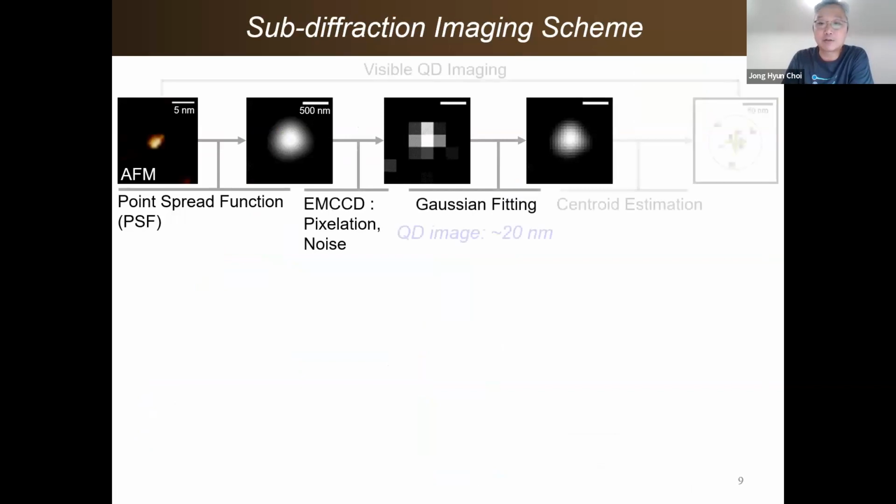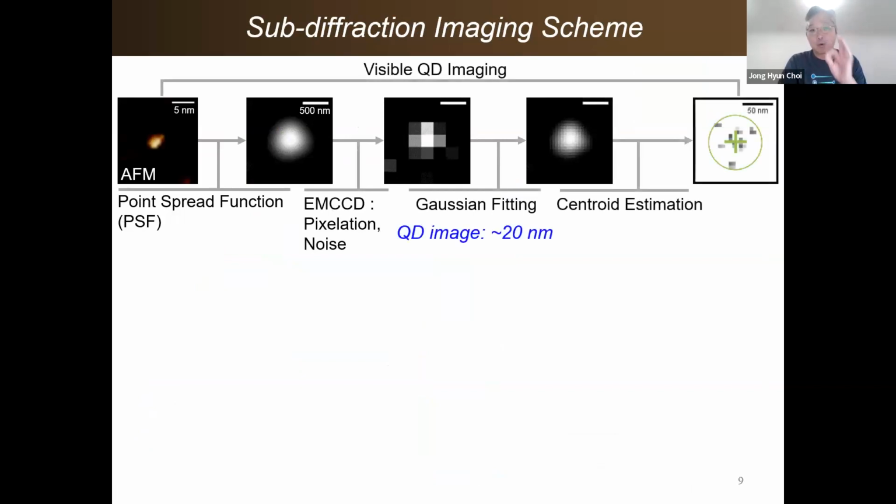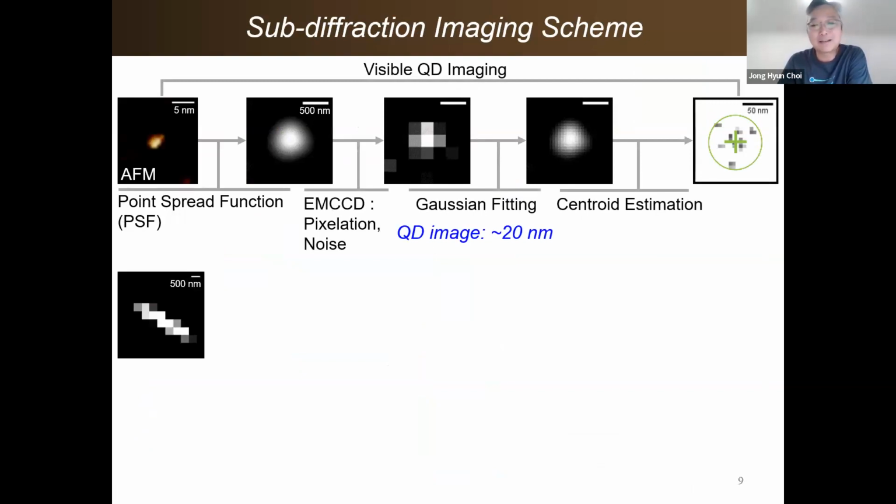So by using Gaussian fitting, you can actually monitor quantum dot locations along a single carbon nanotube. Visible quantum dot imaging, sub-diffraction imaging, is kind of straightforward. But carbon nanotubes are a little bit of a challenge because of their 1D nature, right? You can think of it as a one-dimensional concatenation of spherical fluorophores.